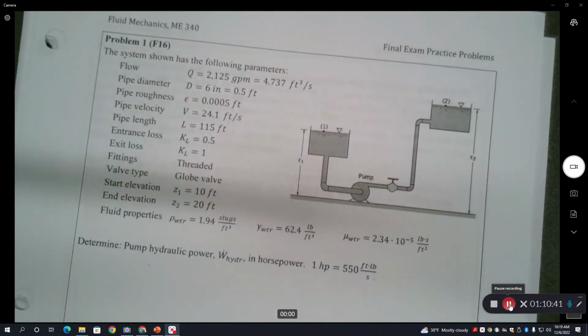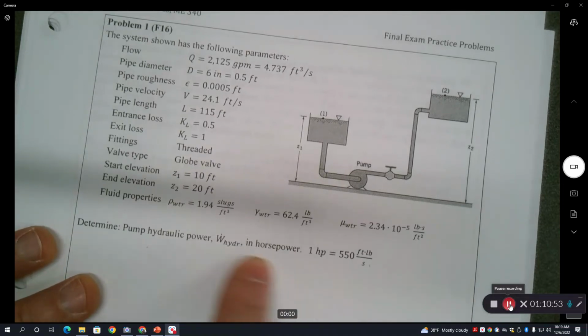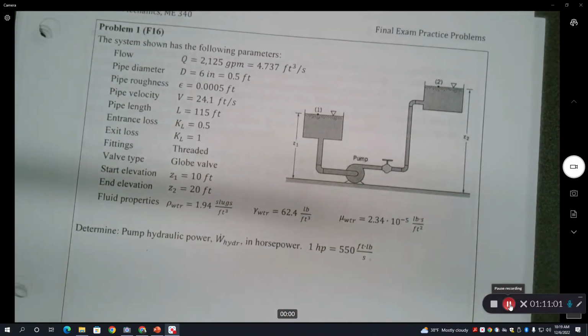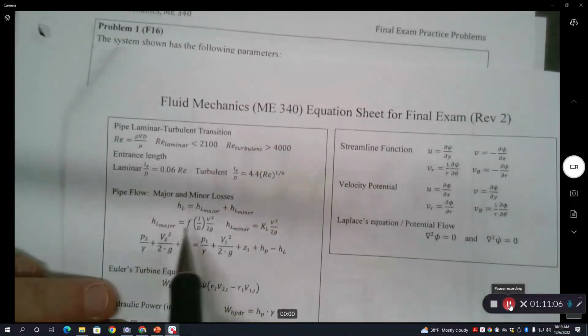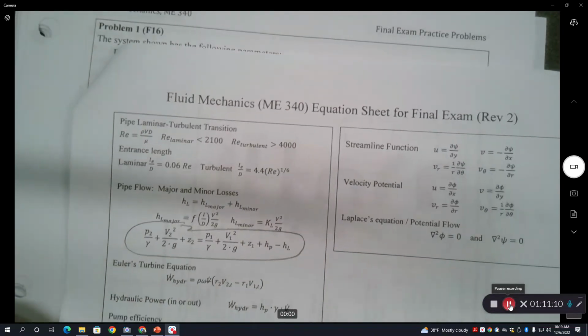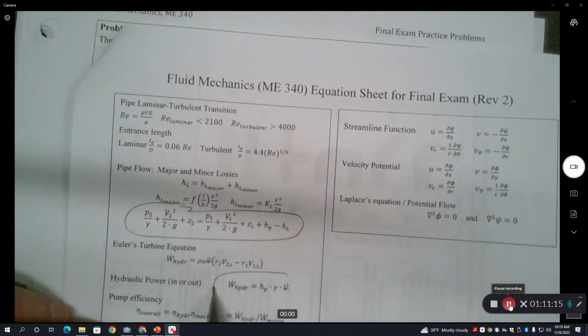Let's see. This is usually pump problems, right? The system shown has the following parameters. We want to define the hydraulic pump power that's required for this operation. So when doing one of these problems, it's very much the big Bernoulli equation right here, and then of course we will use this power equation right there.